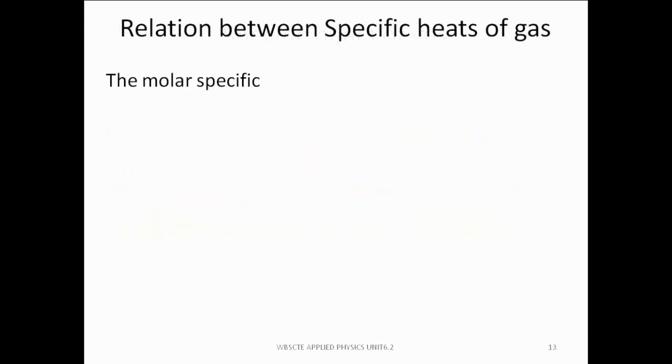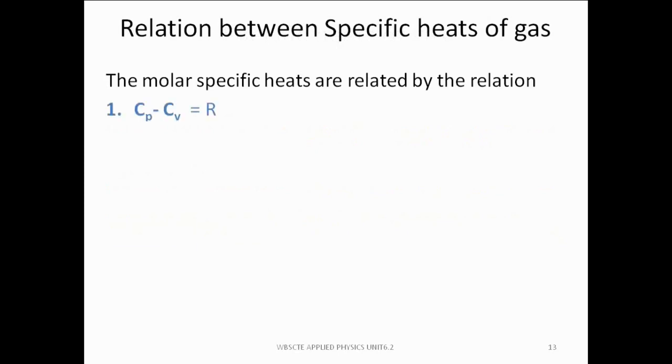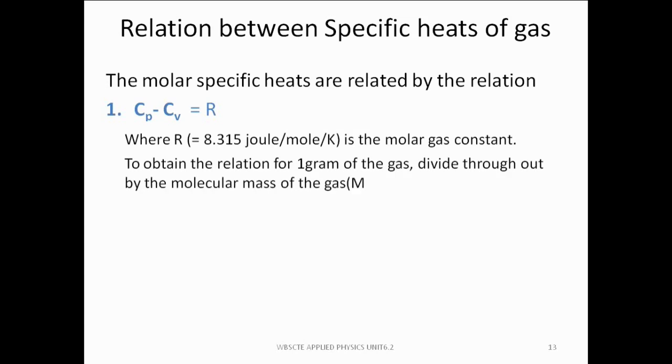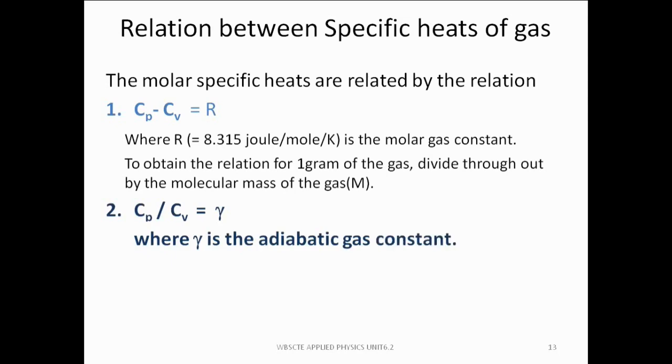Molar specific heats are related by the relation number 1: Cp minus Cv equal to capital R, where capital R is equal to 8.315 joule per mole per Kelvin, the molar gas constant. To obtain the relation for 1 gram of the gas, divide throughout by the molecular mass of the gas, that is capital M. Number 2: Cp by Cv is equal to gamma, where gamma is the adiabatic gas constant.